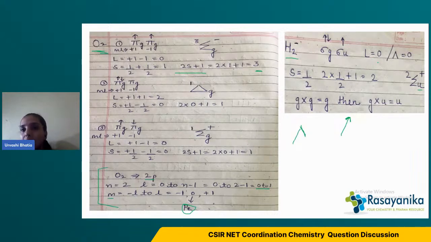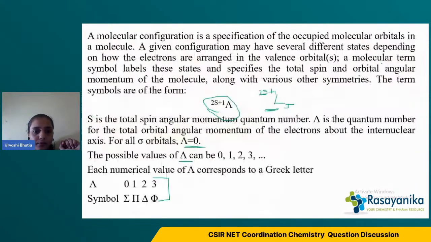So now L will be 0. Why? Because it is sigma. For sigma, L is 0. Here I have written it.